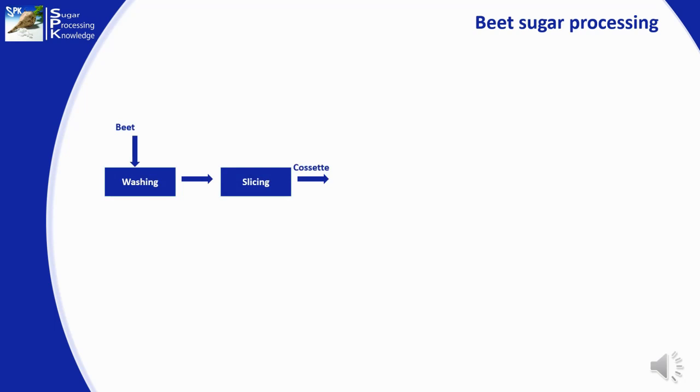The purpose of a sugar factory is to extract the maximum amount of sugar from the beet with optimized costs. We will start with a brief reminder of the different steps of beet sugar processing. The first step is washing, the beets that will be washed and then sliced into cossets. The cossets pass to the diffusion step. At the end of this stage, we have pulp, which represents the exhausted cosset, and raw juice.